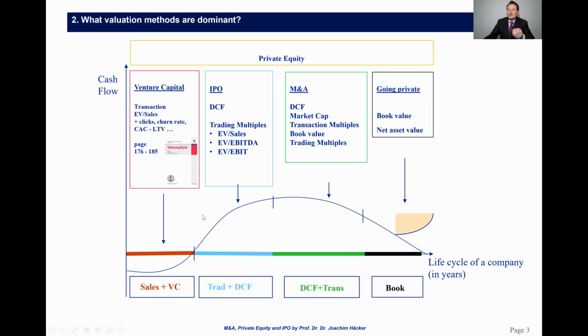There are other more specific, more detailed valuation methods, like a venture capital model. I pointed out one in the book called Telemedicine on pages 176 to 185. So we could conclude here, especially the sales multiple and the venture capital model are really important. Here, the major valuation methods are trading multiples plus DCF. Here, DCF plus transaction multiples. And here, the core valuation method is the book value.